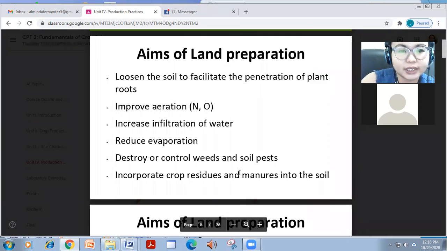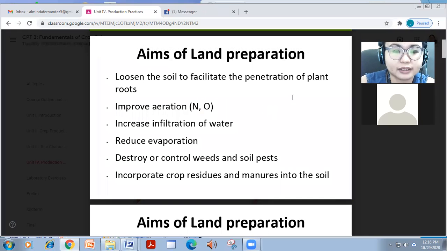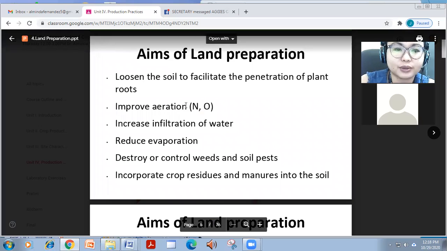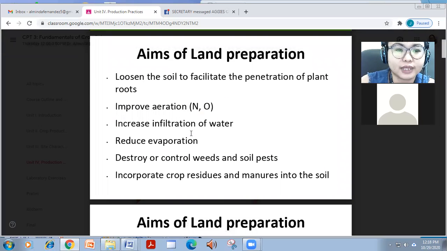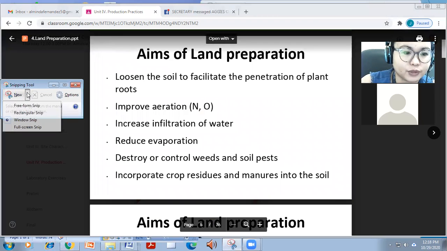As I asked a while ago, why do we have to prepare the land? These are the aims or the advantages of land preparation. I'll just have another attendance before we proceed.